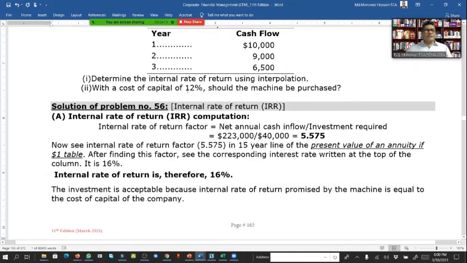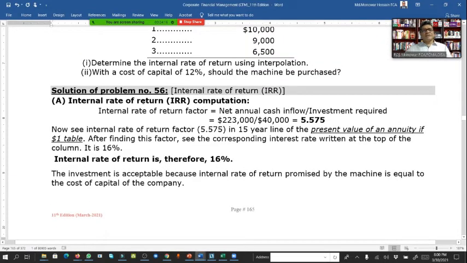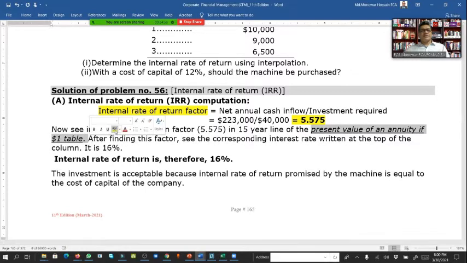So if we go for that answer, it is very easy. Look here, internal rate of return, how is it calculated? You did it even in your different stages, in your BBA, MBA and other professional degrees. So calculating IRR: investment required divided by net annual cash inflow. So 2,23,000 divided by 40,000, we get 5.575. If we go to the present value table, where this figure is, we will find it under 16%. So the internal rate of return will be 16%.